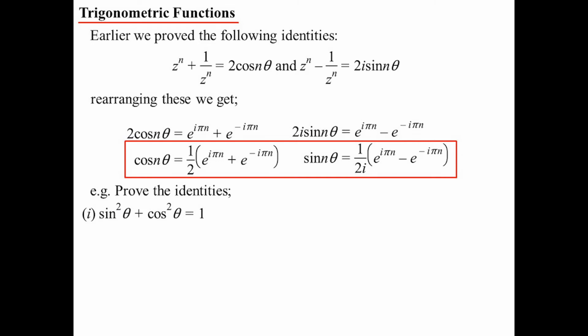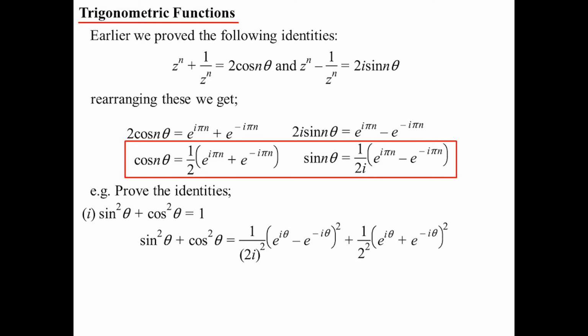So let's use that to prove some trig identities. Well, let's start with our very basic Pythagorean trig identity. Sine squared plus cos squared is equal to 1. So if I substitute in now my relationship that we just have seen, where I'm going to convert the trig into an exponential function. So sine squared, we'll get 1 on 2i squared, and then we're going to square e to the iθ minus e to the minus iθ, plus cos squared, so half squared, e to the iθ plus e to the minus iθ squared.